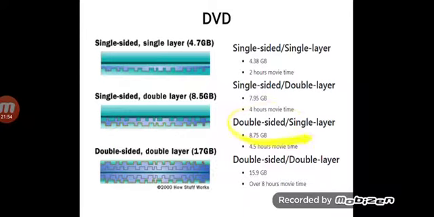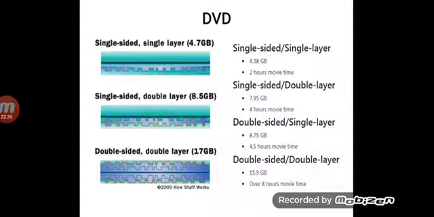Then we have the third variant, double sided, single layer. On the surface of this DVD disc, we can record on both sides, the bottom side as well as the top side, with a single layer. The capacity here is 8.75 GB, and if we go for recording on both sides with double layer, the capacity increases a lot, up to 15.9 gigabytes. So this is how DVD comes in four different variants, obviously with higher data storage capacity.